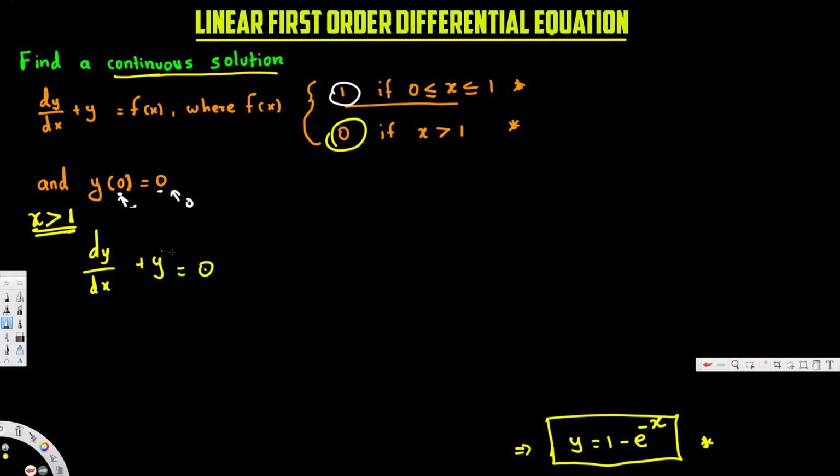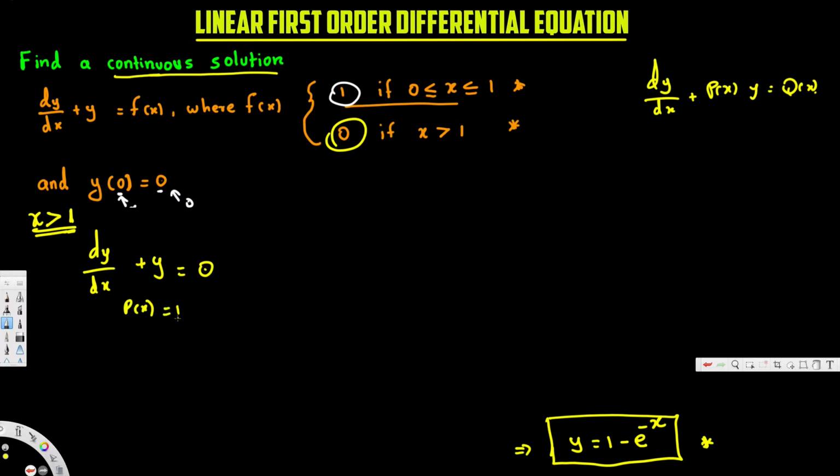Now we solve this one in the same way. Since this is already in standard form, we looked at the standard form before, that's dy by dx plus p of x times y is equal to q of x. So we don't have to do anything. First we have to figure out what p of x is. For this one also, p of x is 1 because we don't have anything in front of y. So p of x is 1.